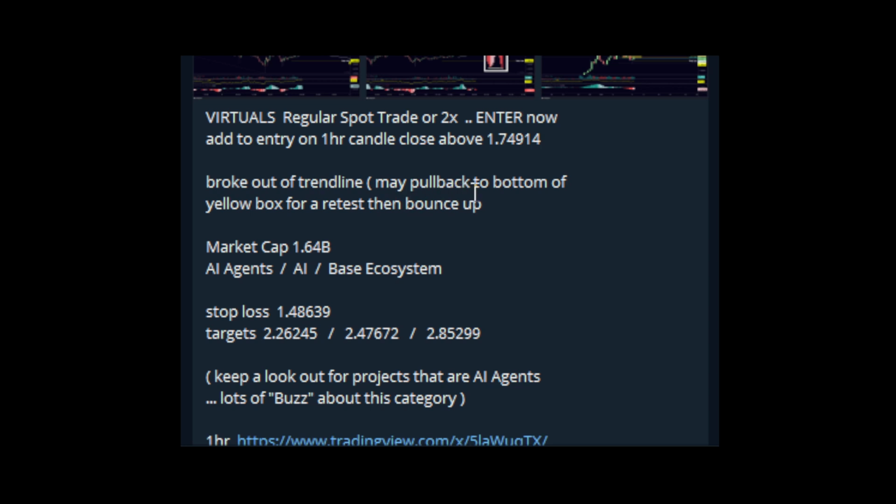It may pull back to the bottom of the yellow box for a retest and then bounce up. I give the market cap along with the categories. I show you the stop loss and the targets. And then sometimes I also post additional information. Keep a lookout for projects that are AI agents. Lots of buzz about this category.